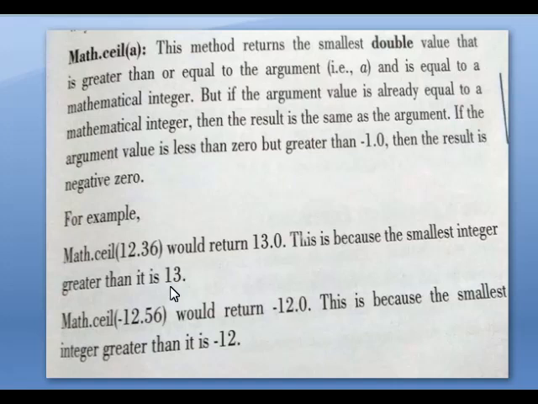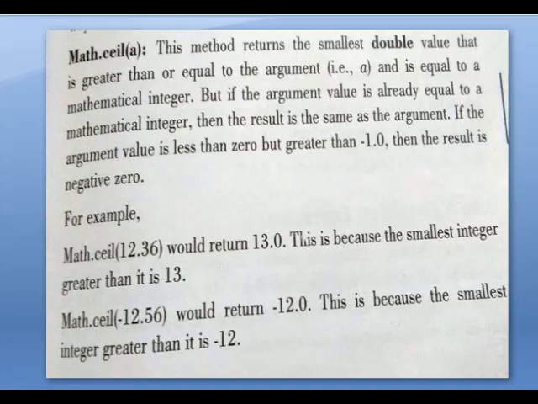If it is a negative number, it will not take the next value. Whether the number after the point is 5 or 7 or 9 or 3, whatever it may be, it will take only the value before the point. So Math.ceil of minus 12.56 would return minus 12.0. This is because the smallest integer greater than it is minus 12.